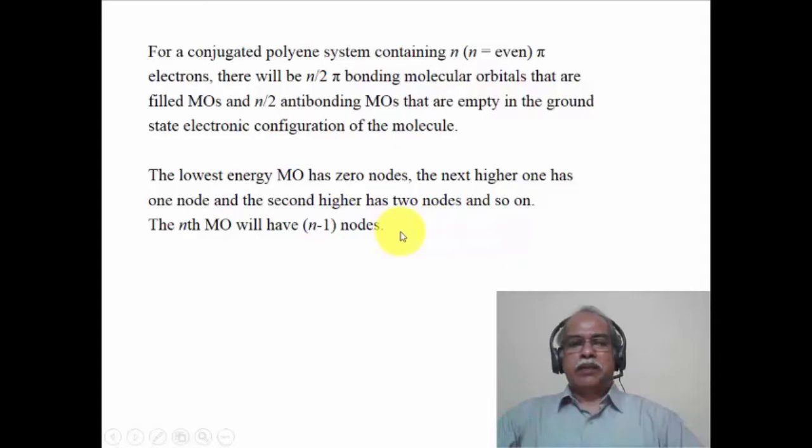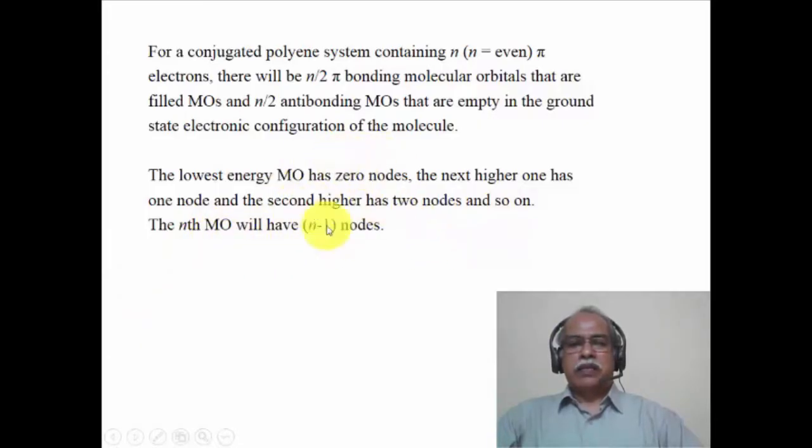Now in addition to that, one needs to observe the algebraic signs of the lobes of the molecular orbital properly. This is easily done by identifying the number of nodes present in the system. The lowest energy molecular orbital has 0 nodes. The second molecular orbital will have 1 node, and the third molecular orbital will have 2 nodes. In other words, the nth molecular orbital will have n minus 1 nodes.